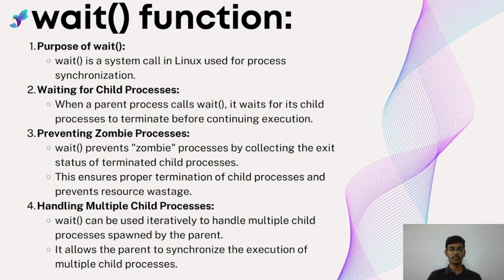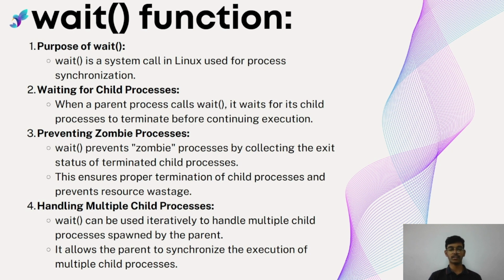The main important function of wait is preventing zombie processes. Whenever a zombie process exists, the process doesn't terminate or stop properly. What wait does is wait until the child process has executed, and then it prevents zombie processes by collecting the exit status of the terminated process.